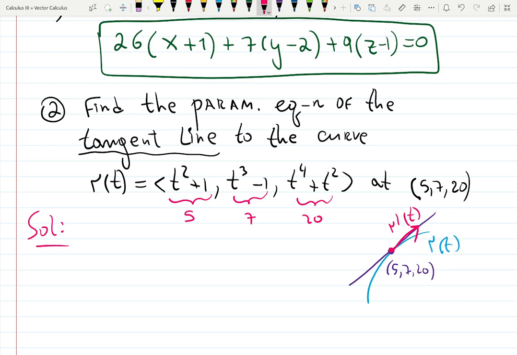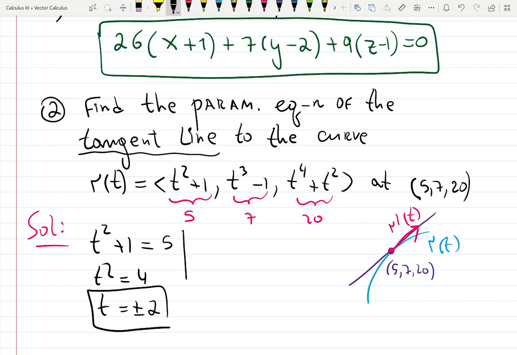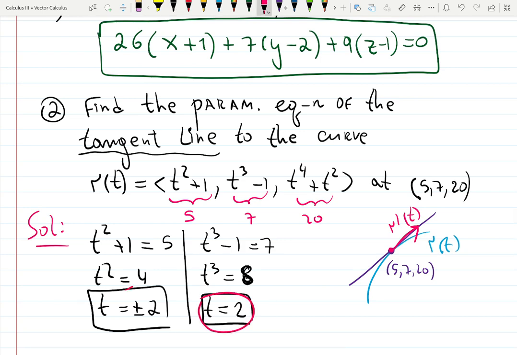So let's solve. Either one or all of them will give you one same solution. So don't choose the last one, that's kind of hard. T squared plus 1 equals 5. T squared equals 4. T equals plus or minus 2. Okay, I got two solutions. That is not good. Let's check the second one, and that should give you a unique one. T cubed minus 1 is 7. T cubed is 8. So T is 2. Okay, so minus 2 is extra. We just need plus 2.